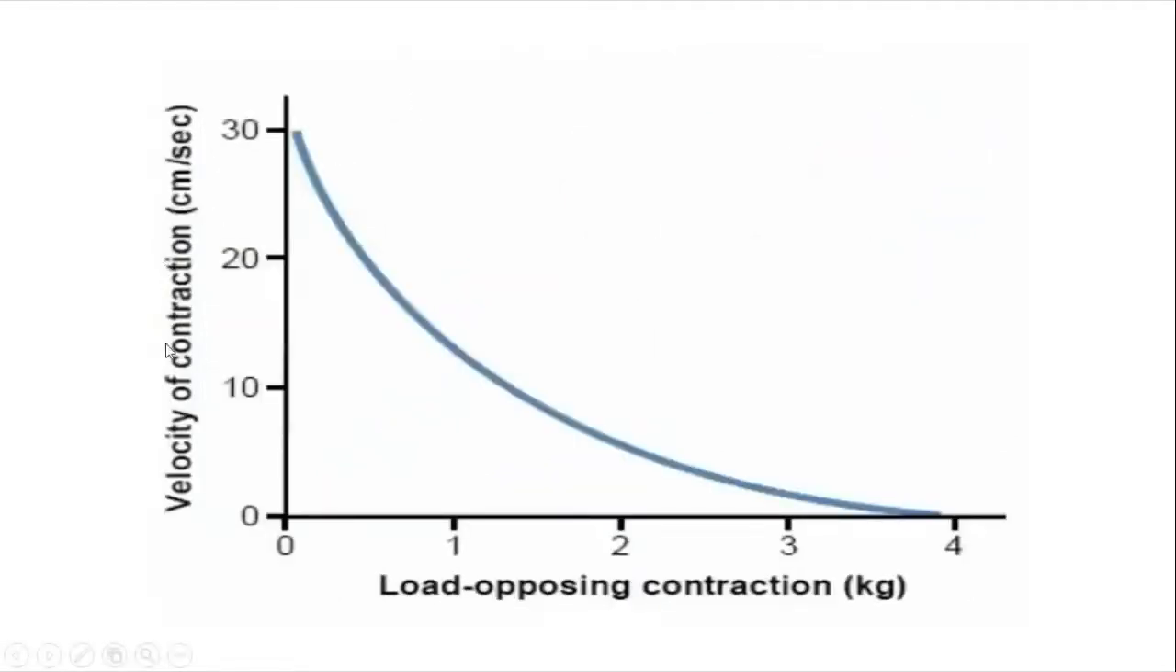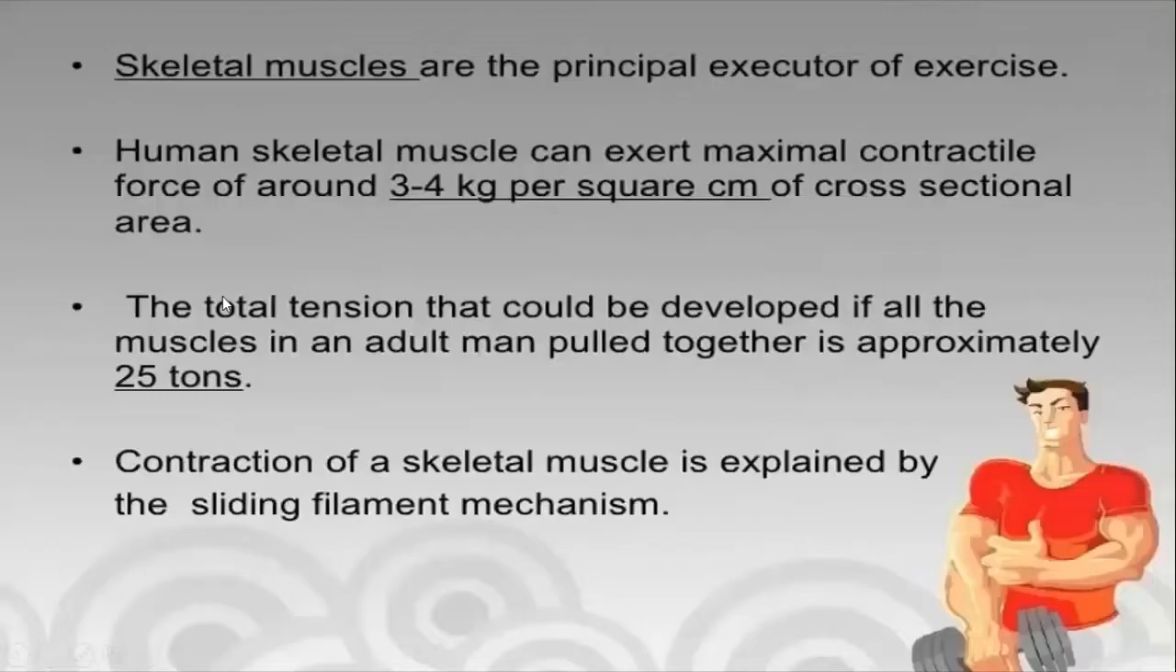So here we plot the velocity of contraction. This is the load opposing the velocity of contraction. So you can see the load and the velocity of contraction, their relationship in this curve.